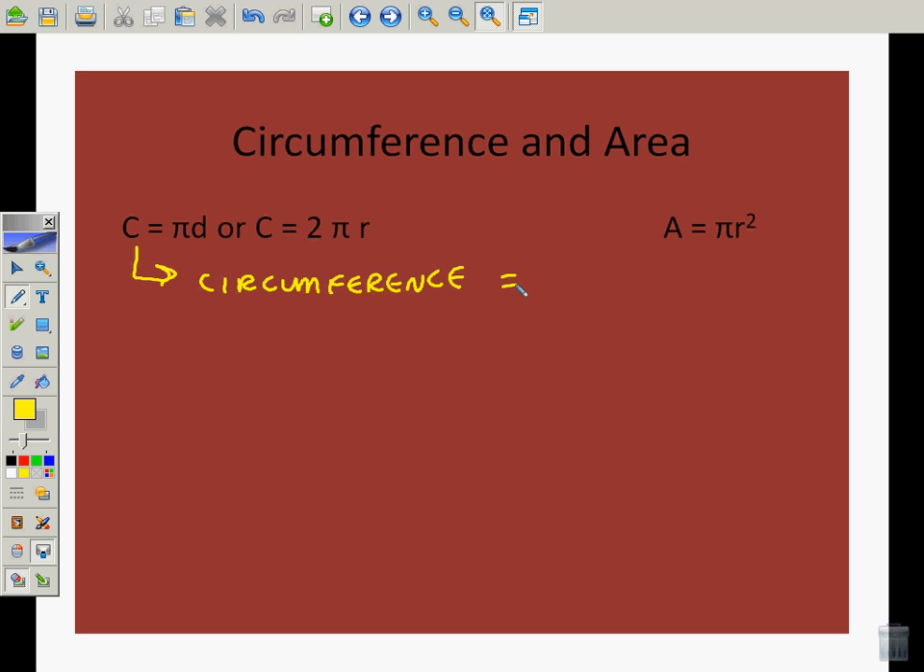Circumference is pi times diameter. It can also be equal to 2 times pi times the radius. But notice, 2 times the radius is equal to the diameter because the diameter goes all the way across. The radius only goes halfway across. See how I did that? Area is pi times radius squared.